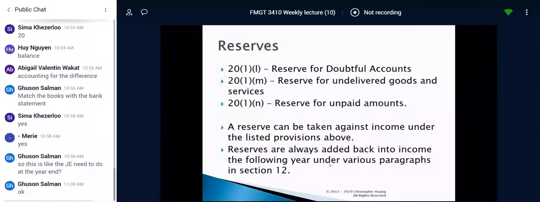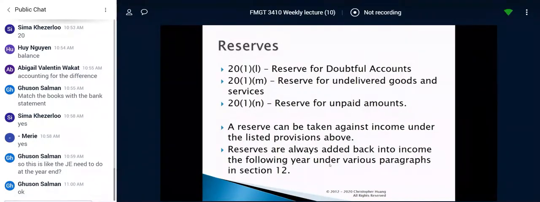Number 1, when you claim a reserve in general, so under any of these provisions, 21L, M, or N, that reserve must be added back into income the following year. It's very similar to the capital gain reserves that you learned earlier. Each of these reserves, 21L, M, and N, has a separate rule that says you must add that reserve back into income. So for 21M, for example, we should flip back to 21M in your act.